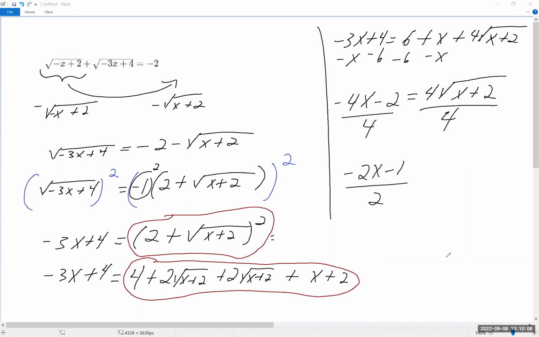And I'm being told I'm missing a negative symbol. So let me double check my work. And I'm not seeing where I'm missing.